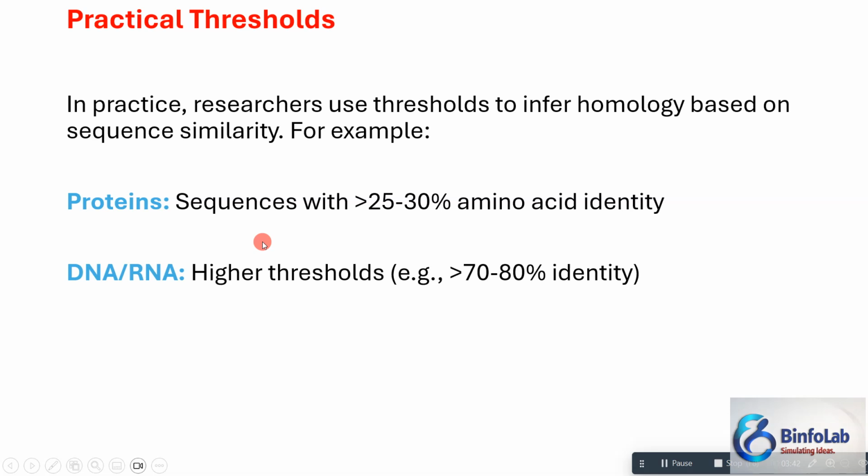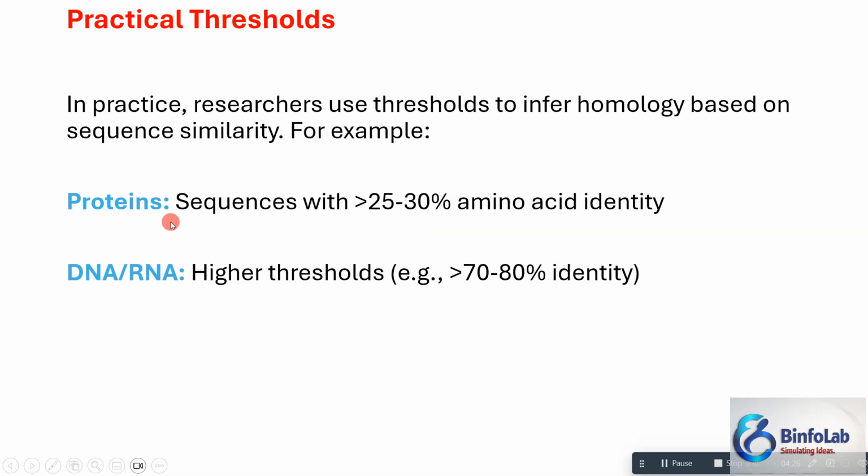Okay. Is there any practical threshold to decide the threshold value of homology? So in practice, in a research scenario, sequences with more than 25 to 30% amino acid identity in proteins, we will call homologs. But on the other hand, in case of DNA and RNA, a threshold greater than 70 to 80% identity is regarded as homology.